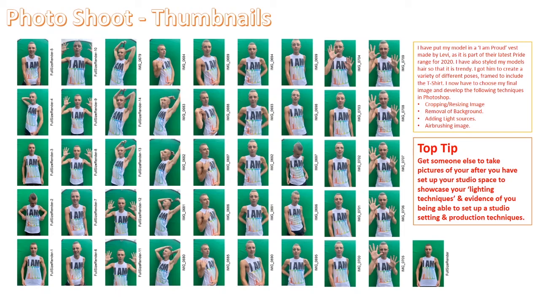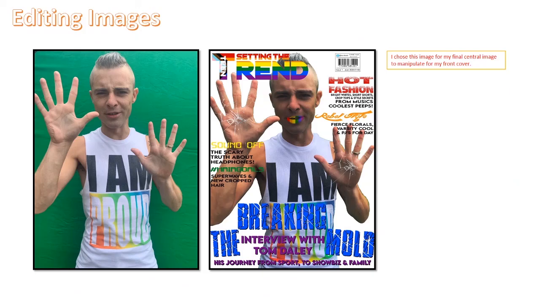And so from following that photo shoot, I put up a load of thumbnails of the images, just as you would do in professional practice, and then I went through them and decided which ones I was going to create, and also what I did in terms of the costume. Now I know that I'm going to have to crop and resize the image, remove the green screen background, add light sources, and airbrush the image, mainly because I didn't have those. So I got a variety of different poses, but I eventually decided on this one.